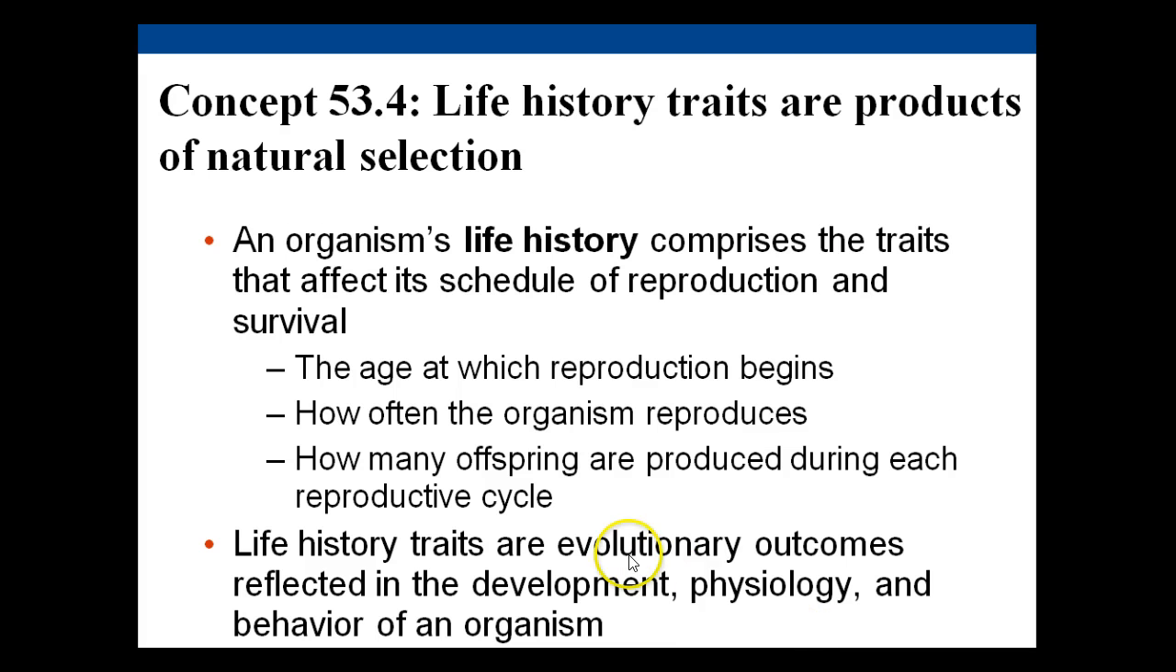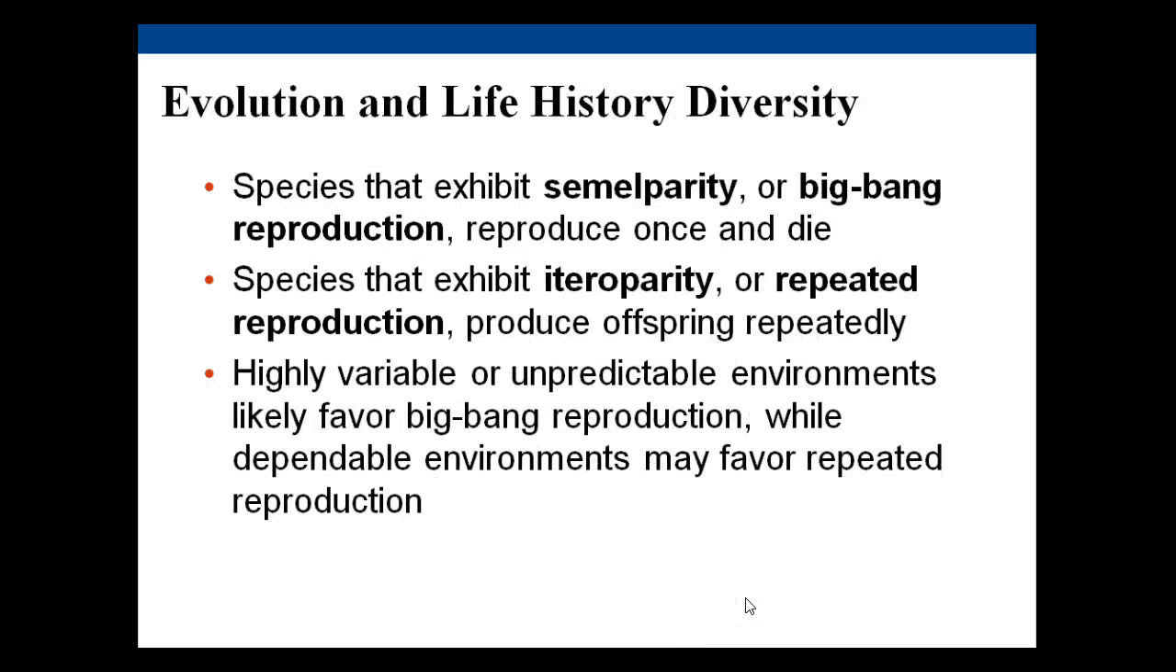An organism's life history comprises all the traits that affect reproduction and survival: the age at which you can reproduce, how often, and how many offspring you get, like what's your clutch. All kinds of different traits. Semelparity, or Big Bang reproduction, is once and die. Can you give me an example? Hopefully you tell me the lamprey, for example, or the black widow or the praying mantis male, where they reproduce once and then die. Or you have iteroparity, or repeated reproduction, where you reproduce often, like rabbits.